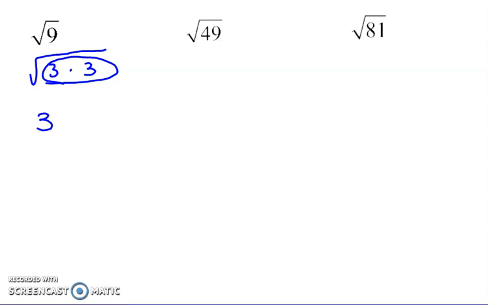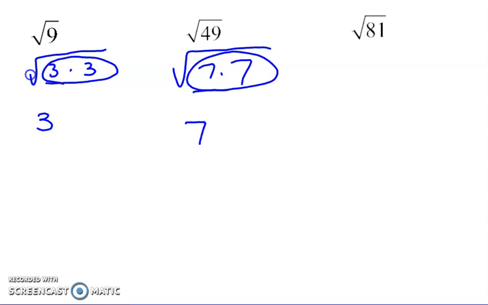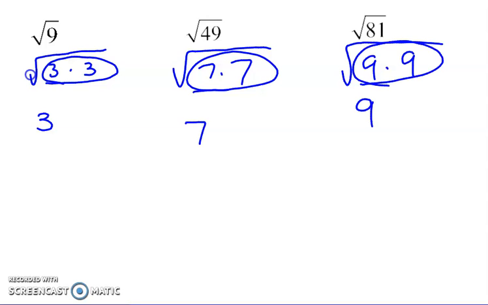Square root of 49. What do we multiply to get 49? That's 7 times 7. So again, pulling out my pair, the answer is 7. The square root of 81. That's going to be 9 times 9. Again, pulling out that pair, the answer is 9.